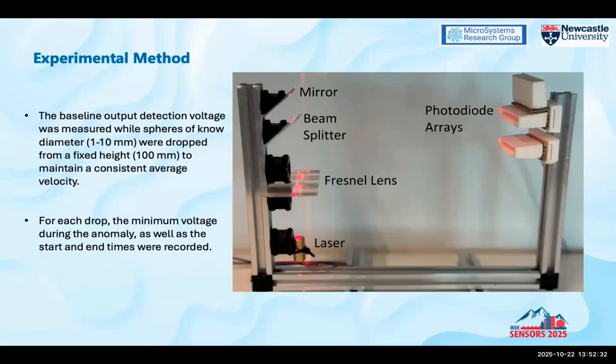For the experimental method, it's very difficult to get permission to actually put rain in a laboratory. So we purchased a lot of glass spheres of varying sizes from 1 millimeter to 10 millimeters. We used those to initially test this system by dropping them from a known height through the system, and we recorded what was coming out of the photodiode array on a picoscope. We did that over 100 times with different combinations and different sizes.